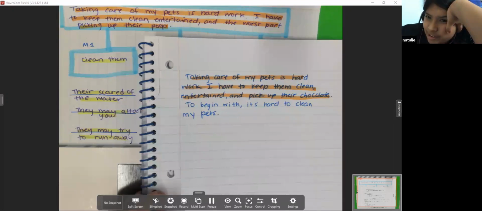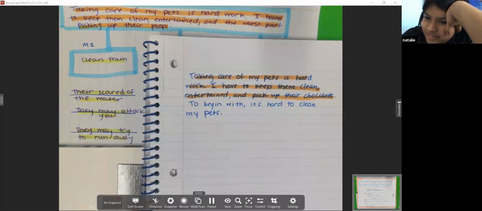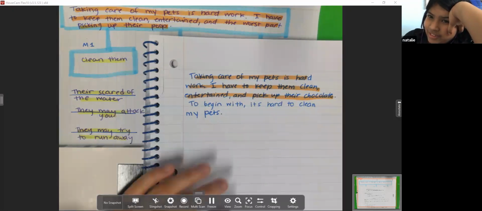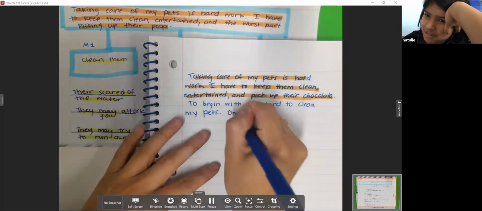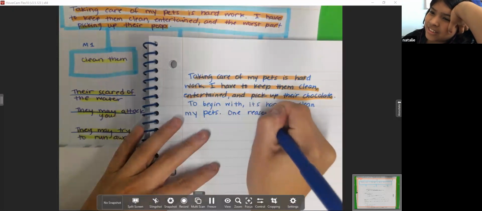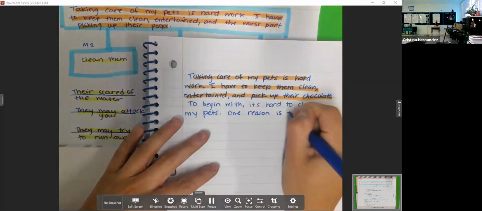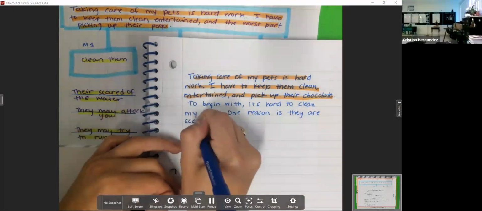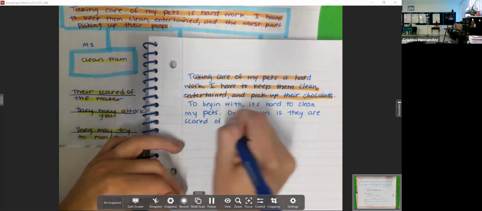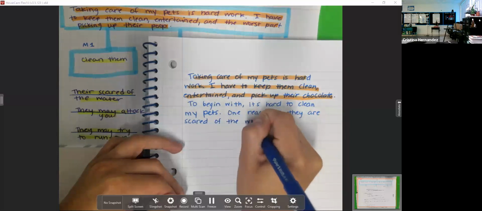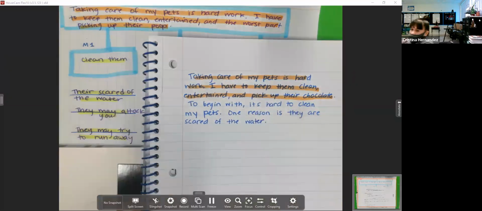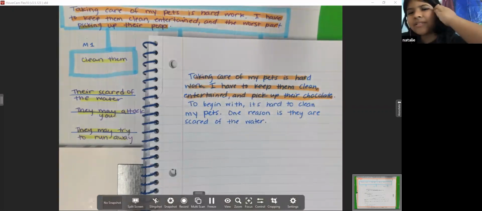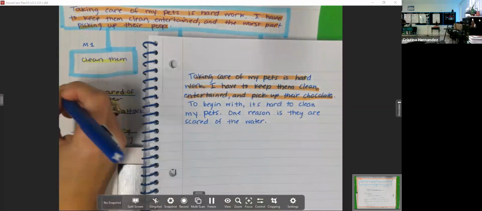They're scared of the water. They may attack you and they may try to run away. Scared of the water. So what happens when they're scared of the water? What do they try to do? Run away. They jump out of the water. So they run away. So we use that one.